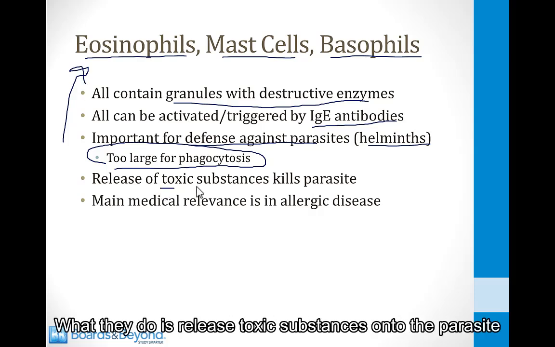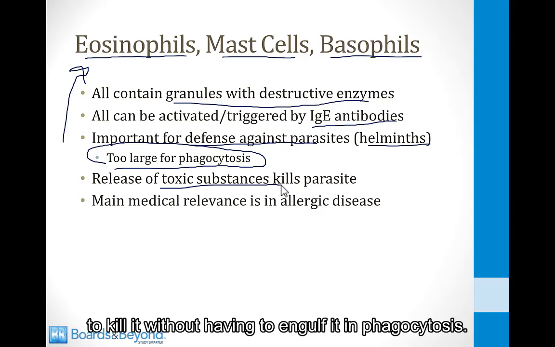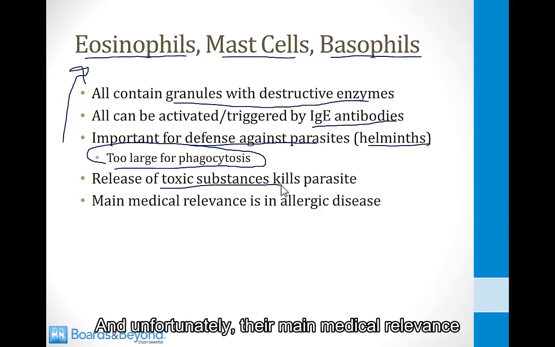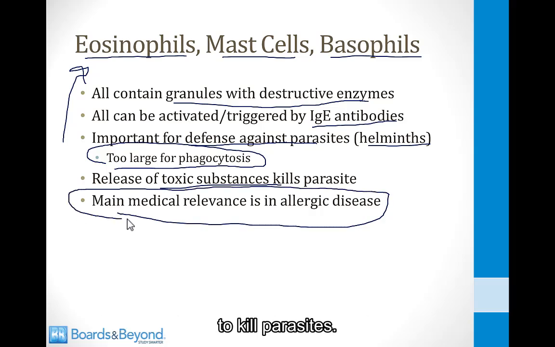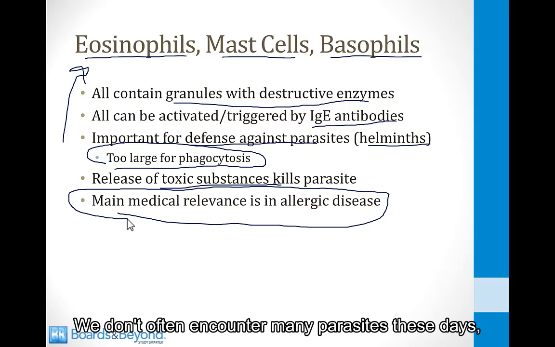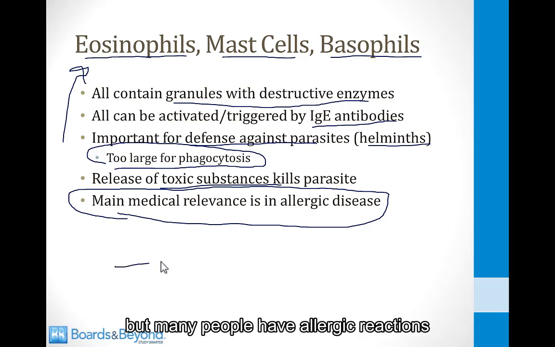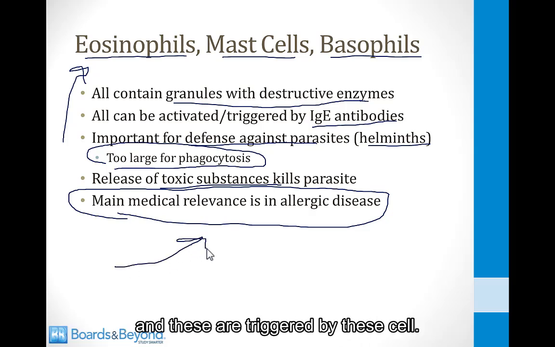What they do is release toxic substances onto the parasite to kill it without having to engulf it in phagocytosis. And unfortunately, their main medical relevance is in allergic disease. Although they're intended to kill parasites, we don't often encounter many parasites these days, but many people have allergic reactions, and these are triggered by these cells.